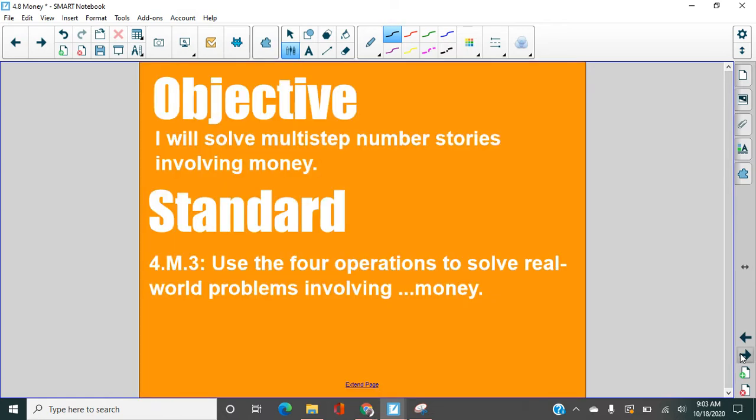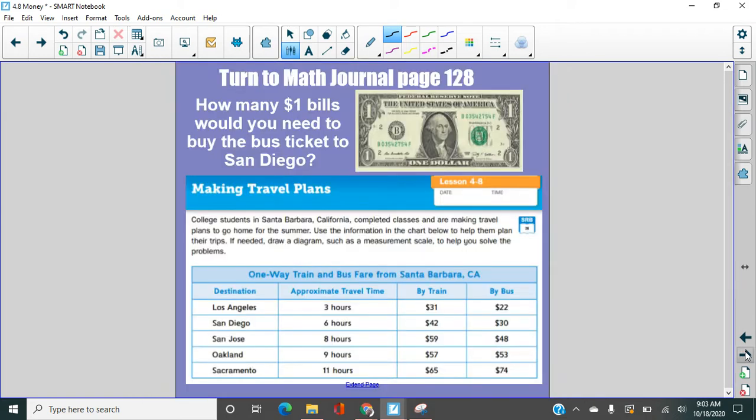Okay, so our goal here is to be able to solve some multiple step number stories involving money, right? And our standard here also includes the word money when it comes to word problems. So let's take a look. I'd like you to open up to page 128 in your math journal, please.